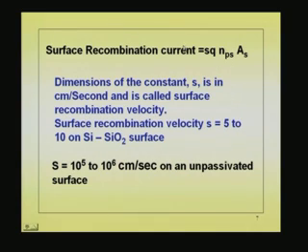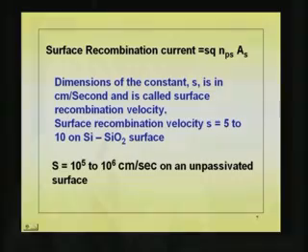This current is actually charge per second. So, the proportionality constant must have dimensions of centimeter per second. If you put it as centimeter per second, the whole thing is charge per second. So, this is the current, and this S has dimensions of velocity. So, we call it recombination velocity. It is not the velocity with which the electrons are moving into the surface. In fact, electrons are moving into the surface by diffusion.